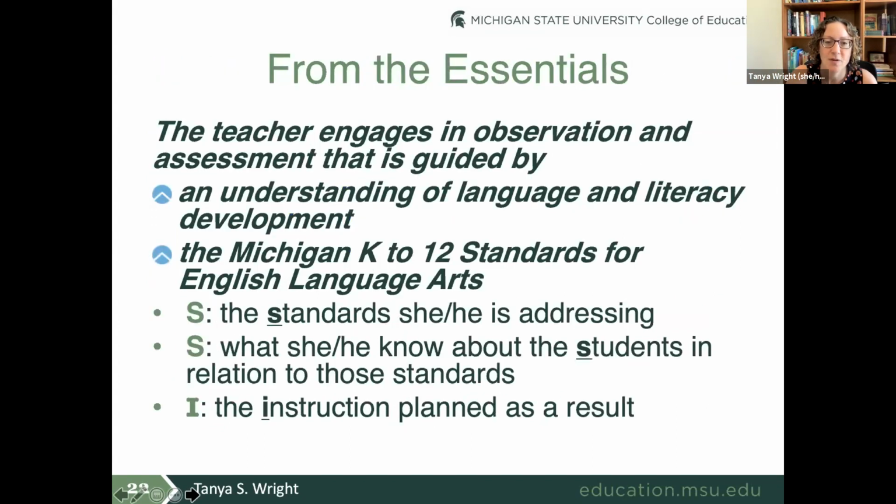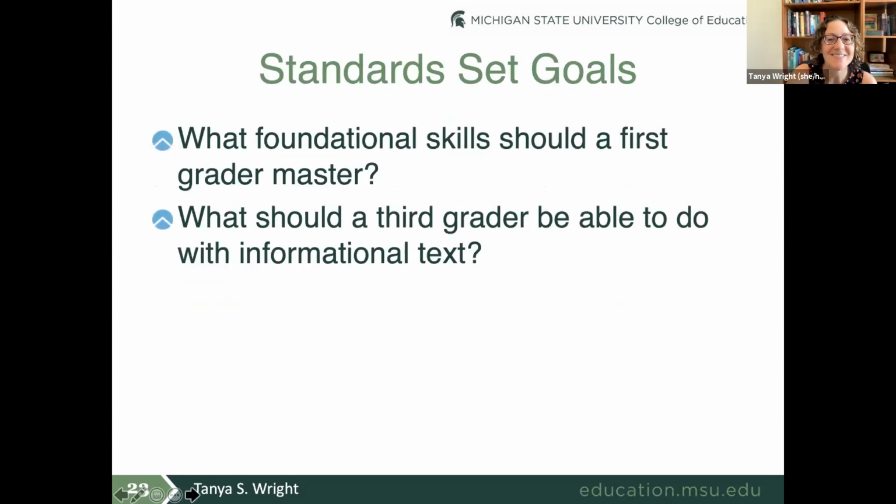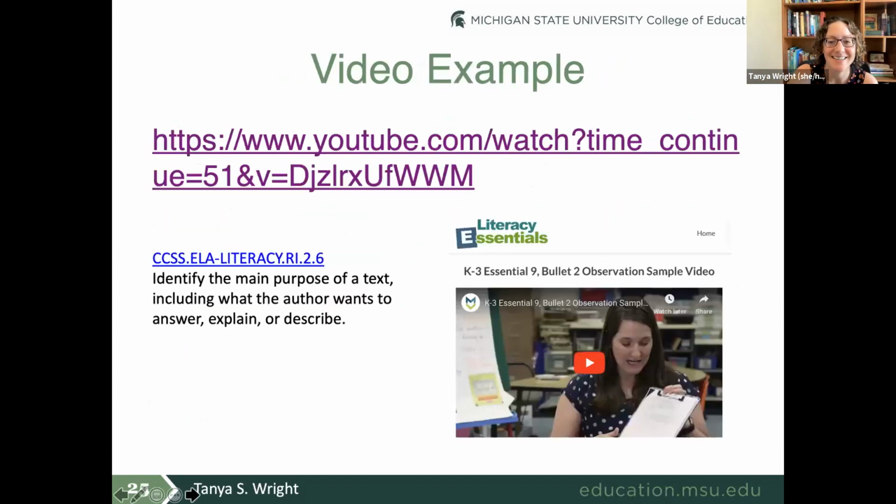Okay. So again, just a reminder, and this is in the essentials, that we want to figure out, what are the standards? What are kids supposed to learn at a particular grade level? What does the child know about the standards or in relation to those standards? And then how to plan instruction to meet those needs. Okay, I'm getting close to the end of my time, so I'm going to skip some things here.